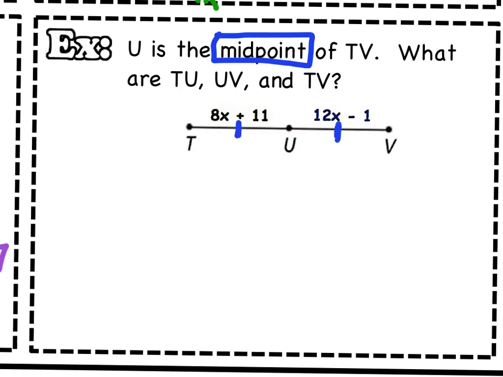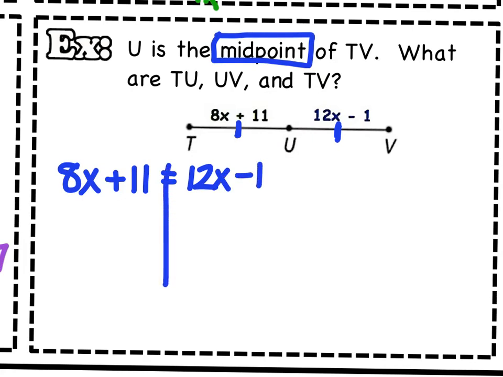Now, because those two pieces are congruent to each other, I actually don't have to have a total because what I know is that these two expressions are going to be equal to each other. So that's exactly what I'm going to do for my equation. I'm going to set those two pieces equal to each other. So I'm going to take 8x plus 11 and set it equal to 12x minus 1.